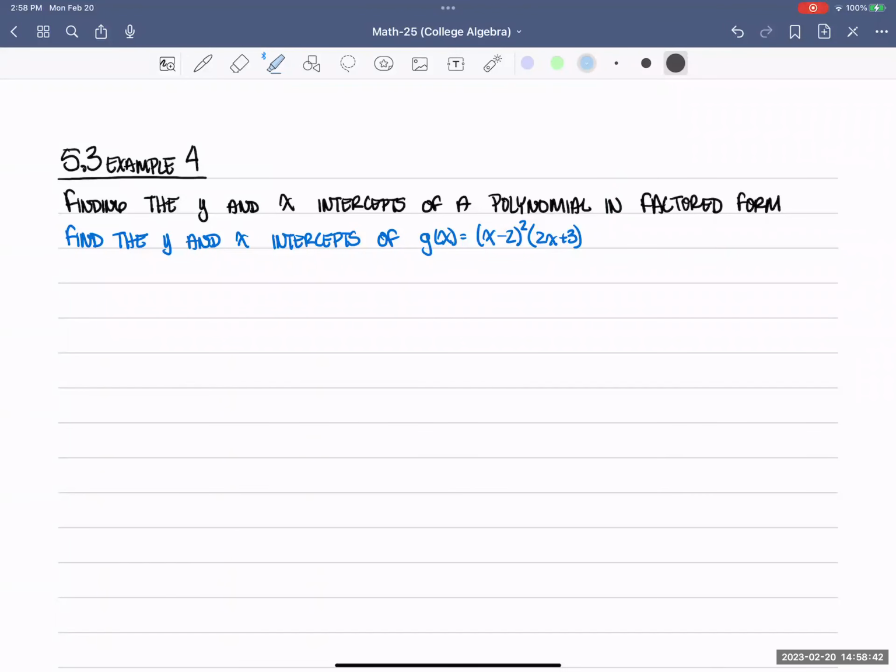Section 5.3, example 4, finding the y and x intercepts of the polynomial in factored form. Well, this one's easy because they did all of the hard work for us. So all we have to do is look to see what the zeros are. Actually, the x and y intercepts. So let's start with our y-intercept.